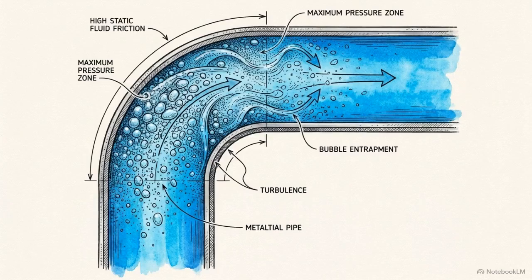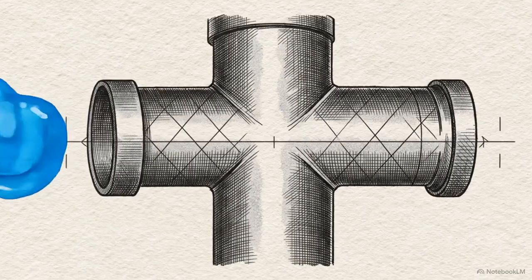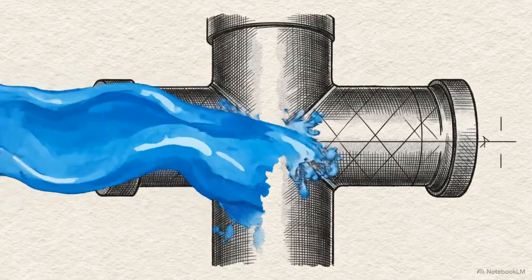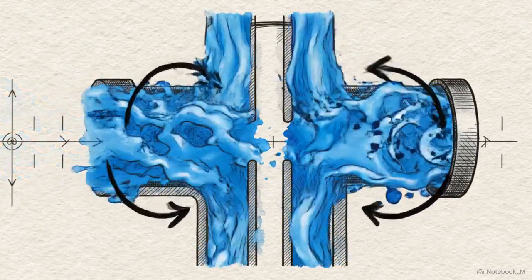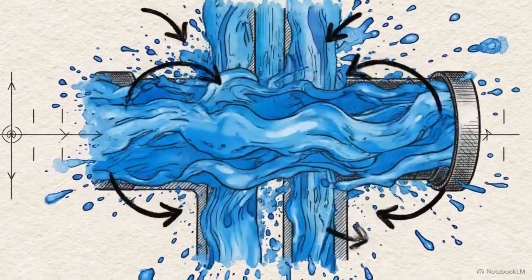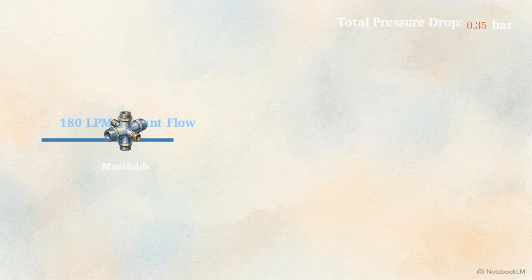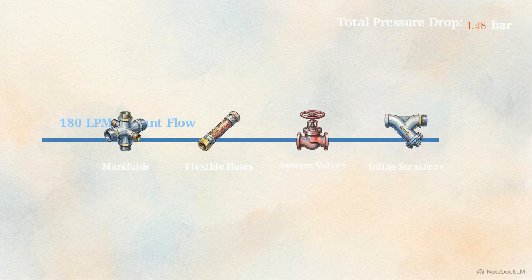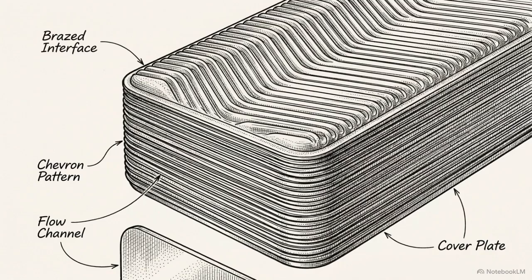Pushing 180 liters of heavy glycol through a closed loop every minute generates severe friction. The fluid forces its way through the internal cooling plates. These narrow passages ensure equal flow distribution, but they create a significant pressure bottleneck. We then add the secondary sources of friction to our calculation. This includes the manifolds, flexible hoses, system valves, and inline strainers. Finally, we factor in the expected resistance from the brazed plate heat exchanger, which the fluid will encounter next.